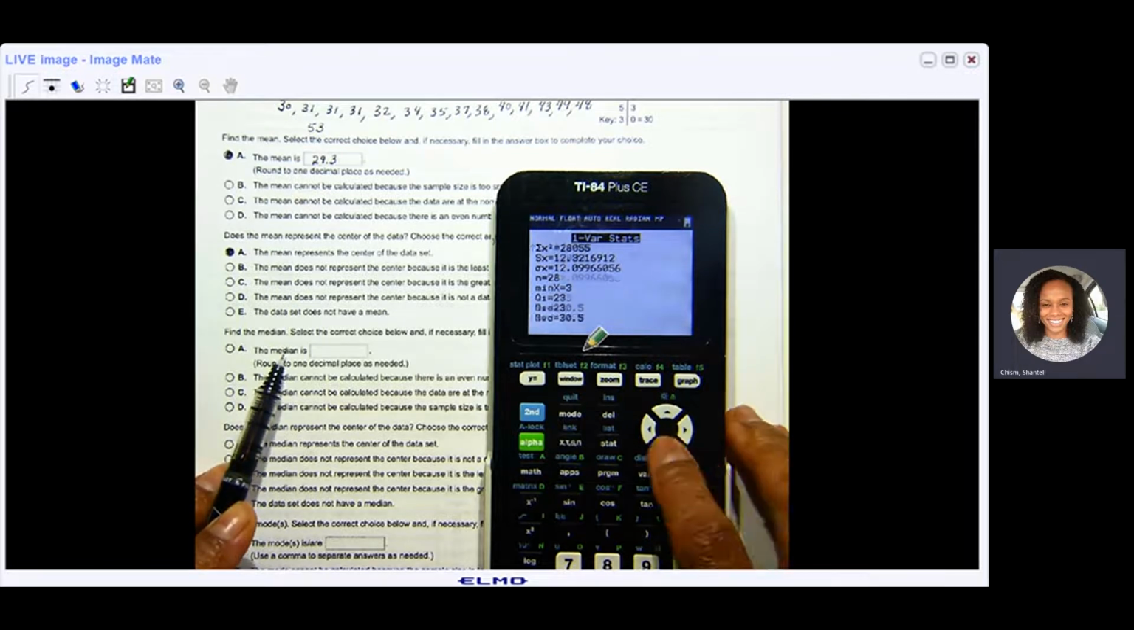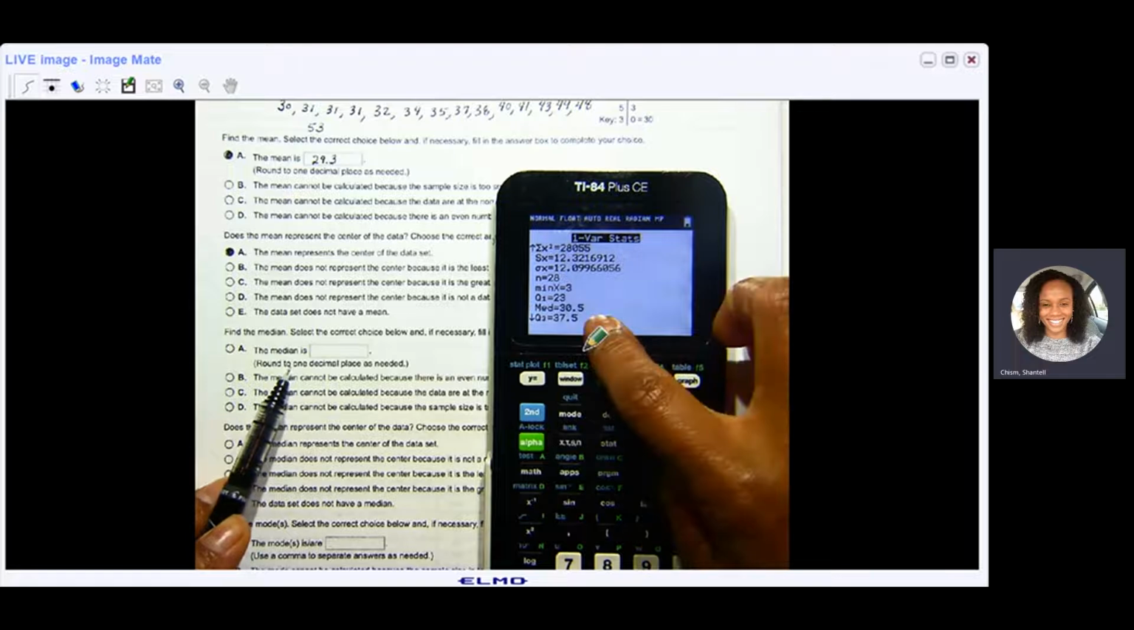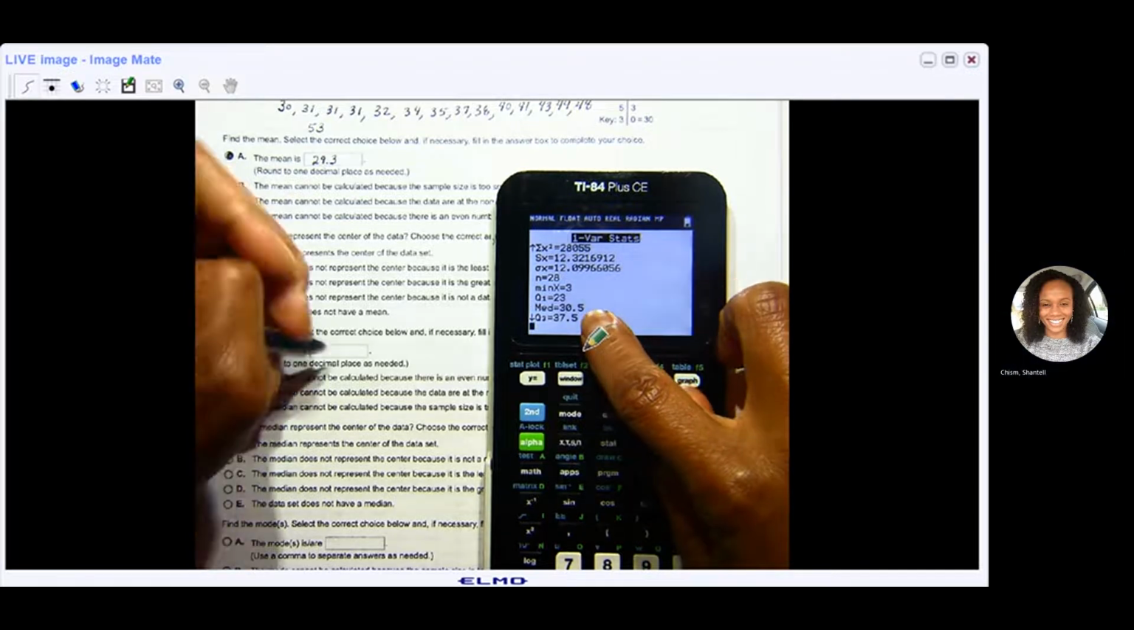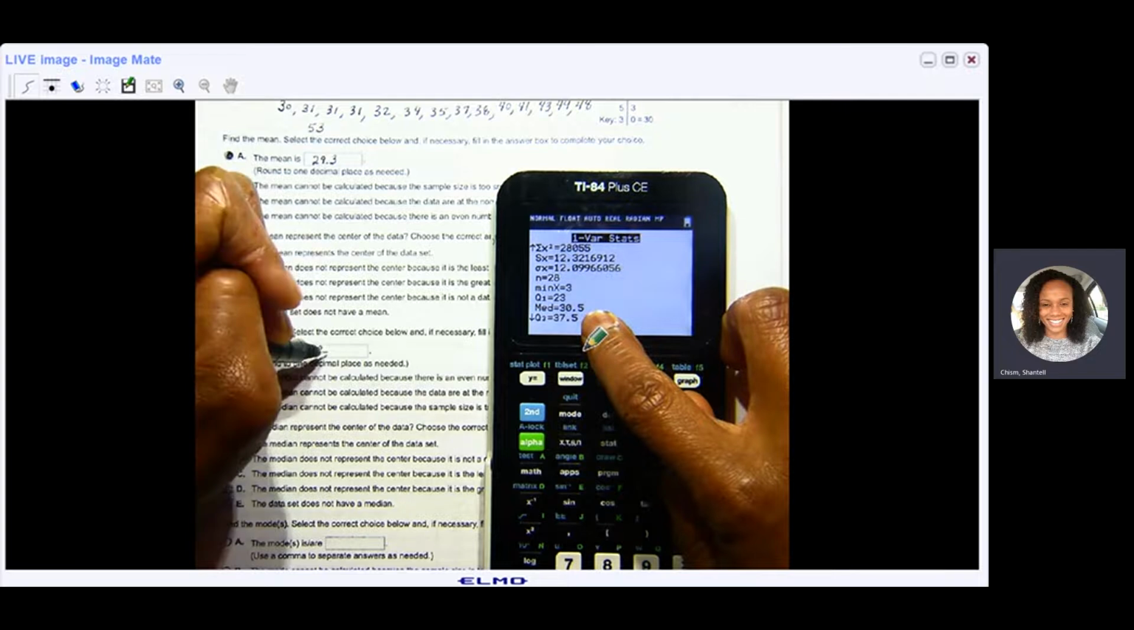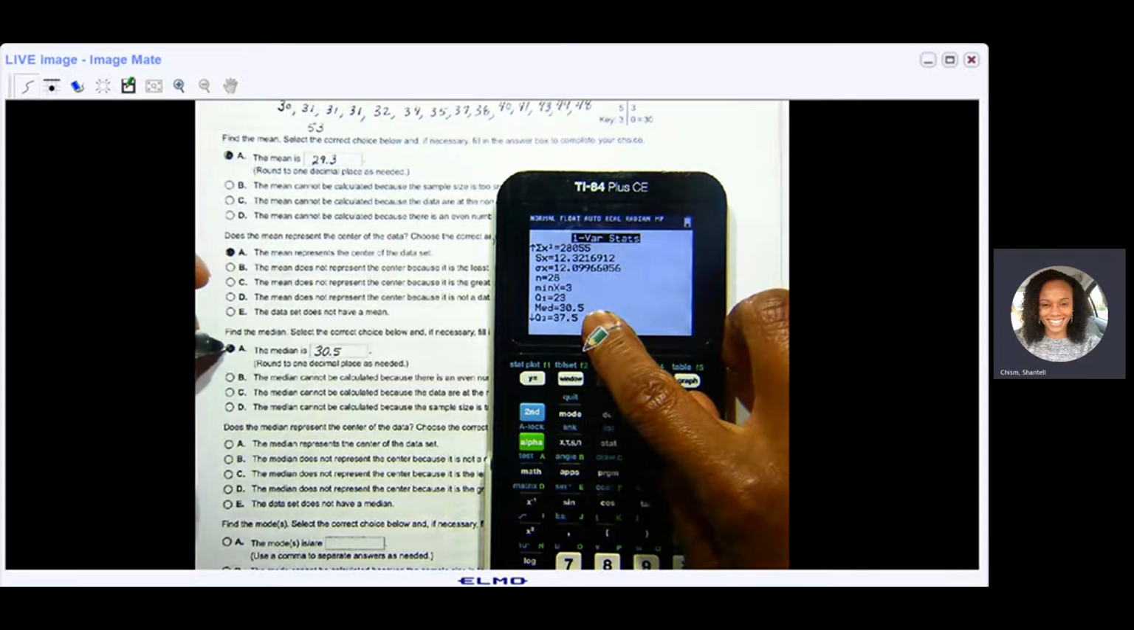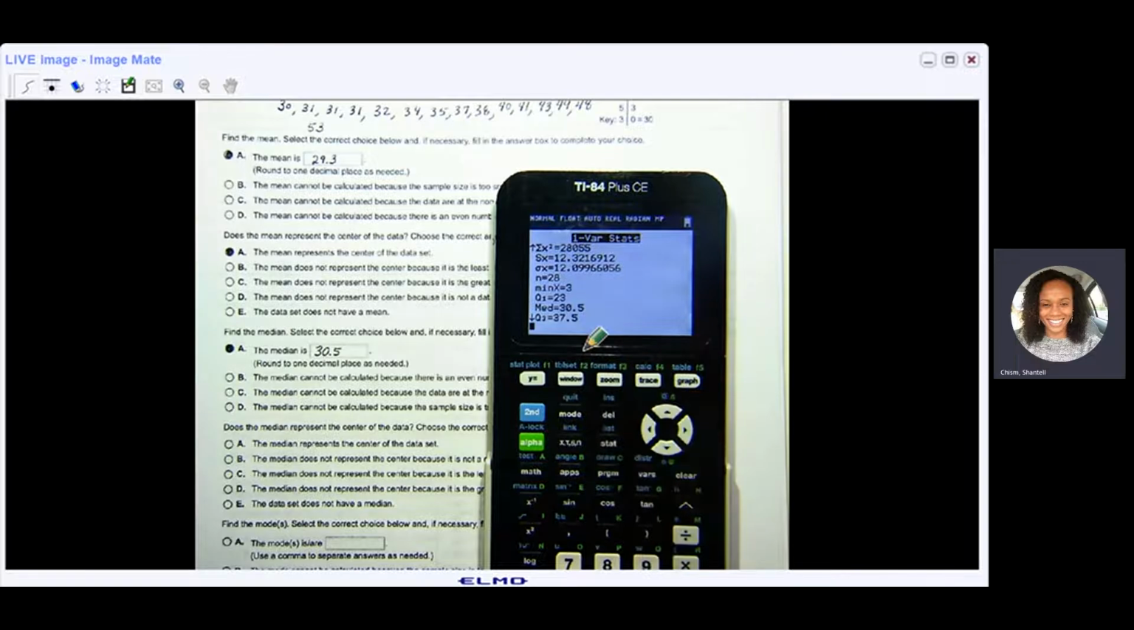Now it asks for the median. Well, if you arrow down some, the median is right there, 30.5. And it says round to 1 decimal, so that is 1 decimal. So we just keep that anyway. You never round the median. You just keep it as is. So that's why they said to 1 decimal, okay?